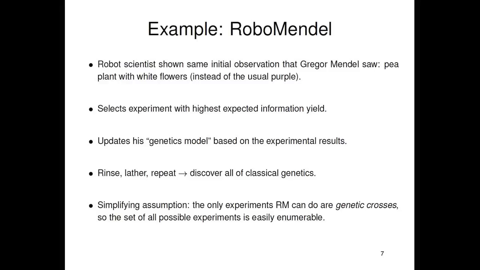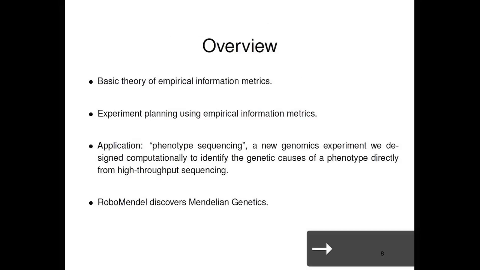In other words, possible crosses between different organisms. So the set of all possible experiments is actually easily enumerable, and we can just calculate information metrics across a panel of possible crosses and just choose the one that has the highest information metric.